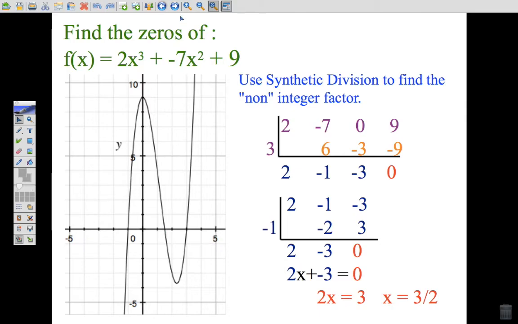So by doing this process, graphing it to find the nice, clean, clear-cut integers, and then doing synthetic division to find the non-integer answer, we have successfully found all 3 zeros of this function. Let's try one more.